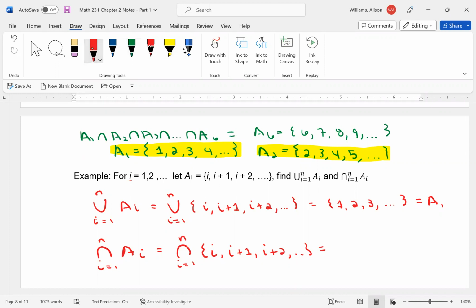Therefore, this set is going to pick up on the last set, which is n. So n is the first number, and then it goes n plus 1, n plus 2, and so on, it keeps going forever. Or in other words, it's the last set listed, which we're calling A sub n. And there you go.